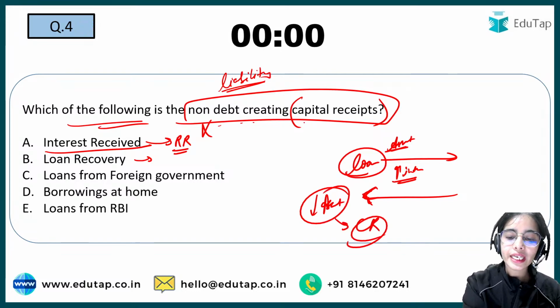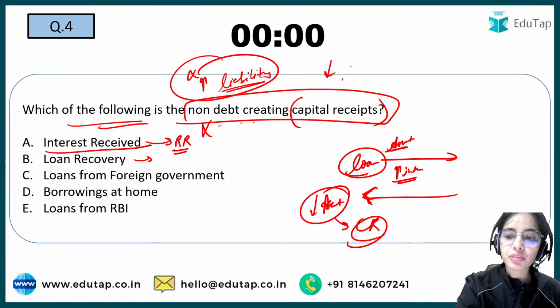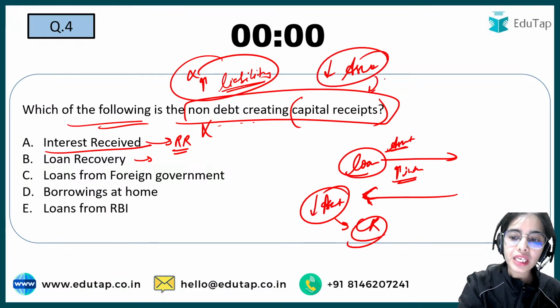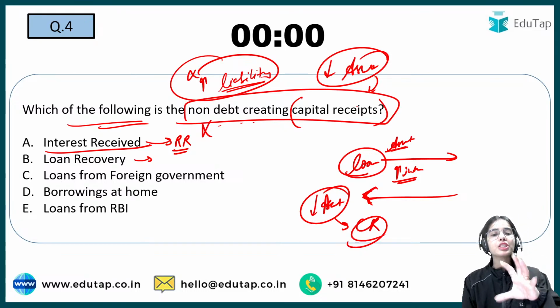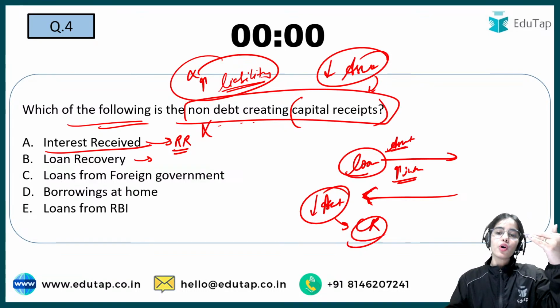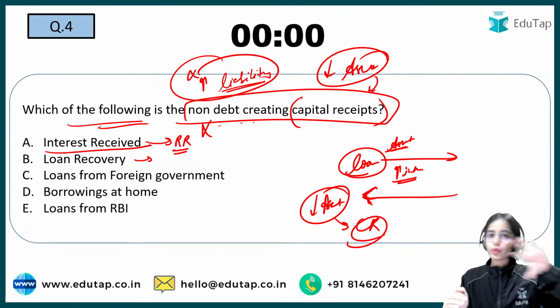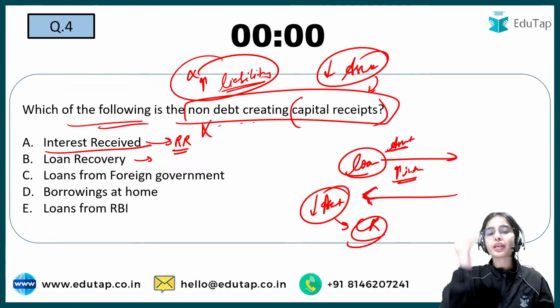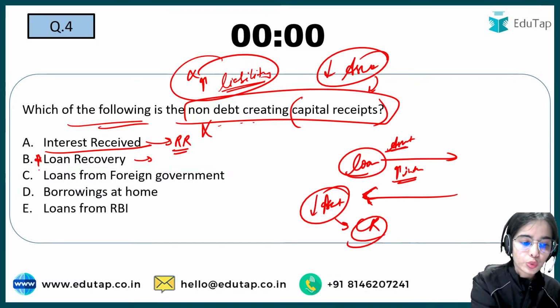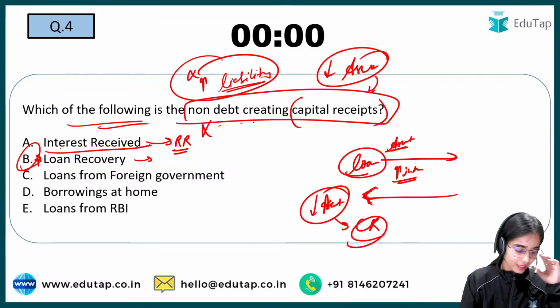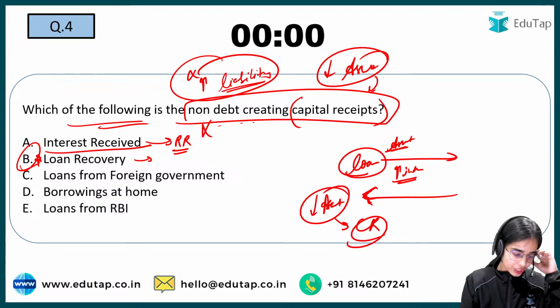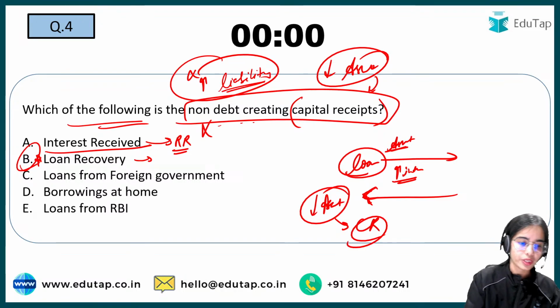So non-debt creating capital receipt means that it is not increasing the liability, that means it must be decreasing the asset to be the capital receipt. Capital receipt means you are increasing the liability or decreasing the asset. So non-debt creating capital receipts means that you cannot increase the liability. So here you are reducing the asset by recovering the loans. Okay. So B is the answer here. Yes. So Nilesh and Sorish have given the right answer. It is B. Yes, Shruti. Very good. It is B.